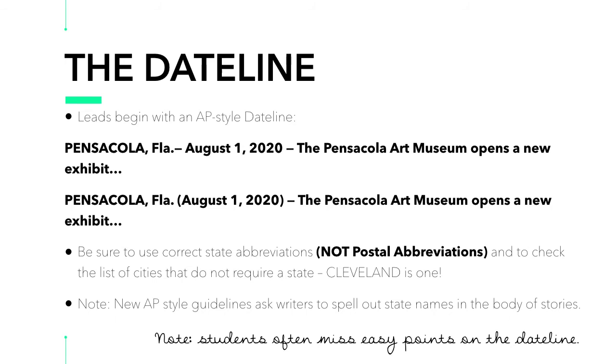Okay, the lead paragraph of your story, which is the first paragraph of your release, must begin with an AP style dateline. So here are some examples. Pensacola, Florida, August 1st, 2020. The Pensacola Art Museum opens a new exhibit. And the second one is exactly the same, but it incorporates parentheses where the first one does not. Both of these are technically correct. What should you notice about them? Well, first of all, notice that the city is in all caps.